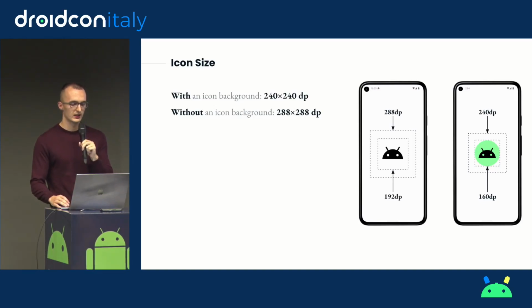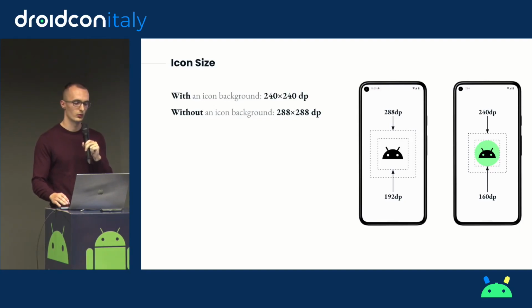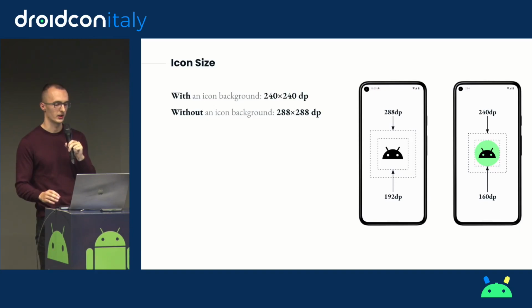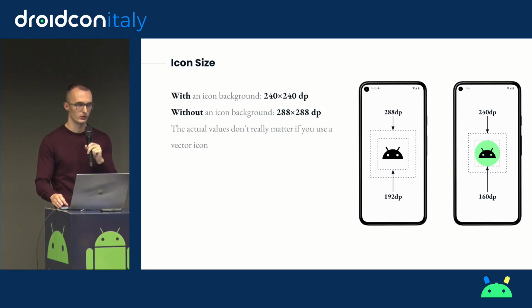So the thing with these values is that these values are not customizable. So the system uses these values for the icon size, and you cannot modify these values. So you do not have control over the splash icon size. So no matter which size of the icon you provide for the splash screen, the system will scale your icon to exactly these values. So for this reason, the actual values don't really matter if you use a vector icon.